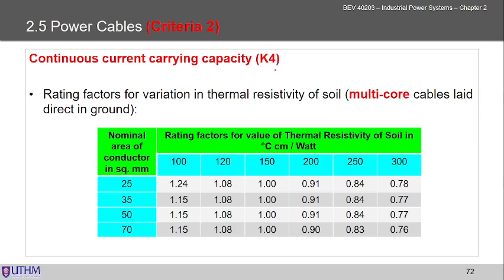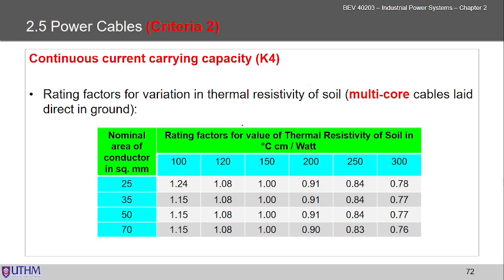And finally, we have the K4. So we have the multi-core cable laid direct in ground. K4 is about the thermal resistivity of our soil, because if we lay our cable underground, we have to consider the medium of our underground conditions, which is the soil. Sometimes if the thermal resistivity is too high, we need to put some sand or some rock in the ground in order to reduce the thermal resistivity.